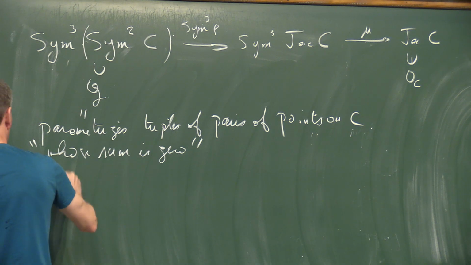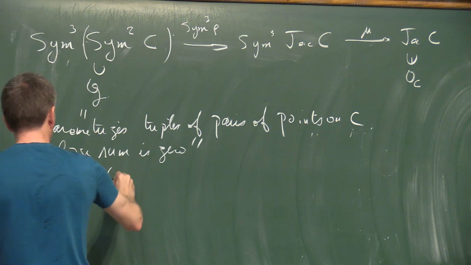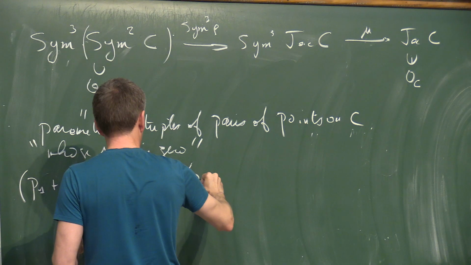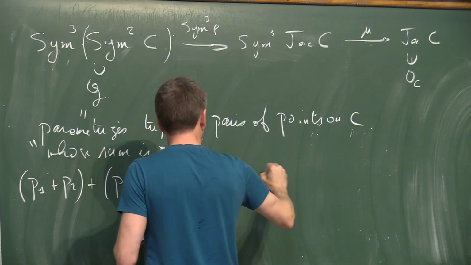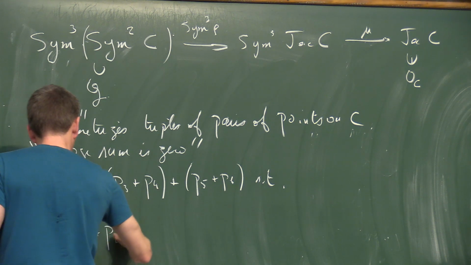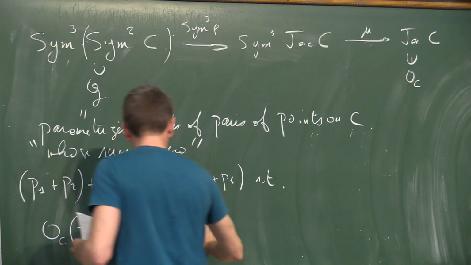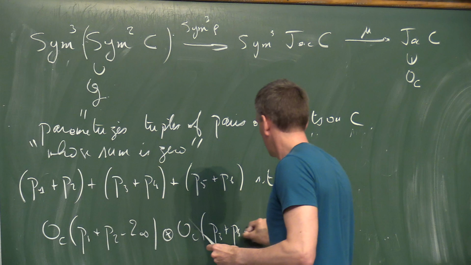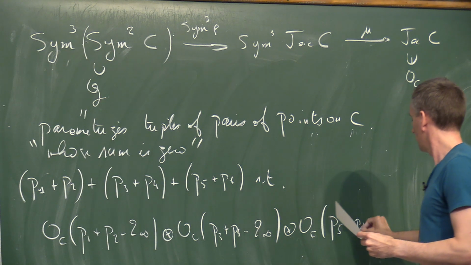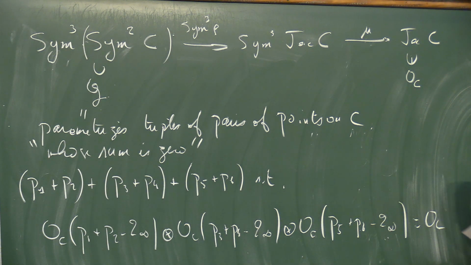This means triples of points, that is P1 plus P2, the first pair of points, plus another set of 2 points, a third set of 2 points, with the property that when I take the addition law, so P1 plus P2 minus 2 infinity, tensor P3 plus P4 minus 2 infinity, tensor P5 plus P6 minus 2 infinity, is trivial. And this is what we want to understand in coordinates. So, to describe the addition law explicitly.